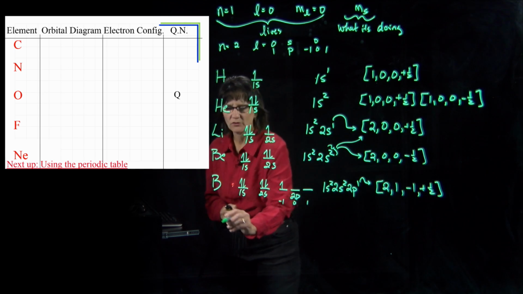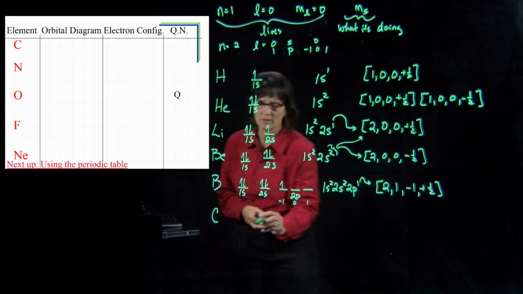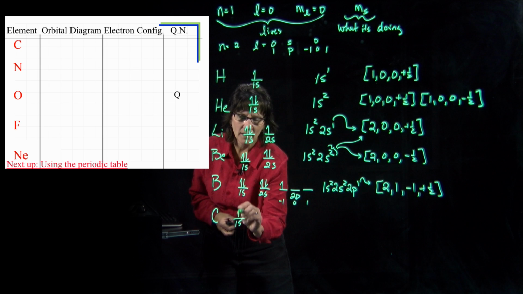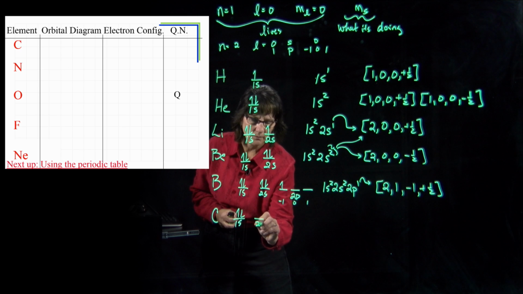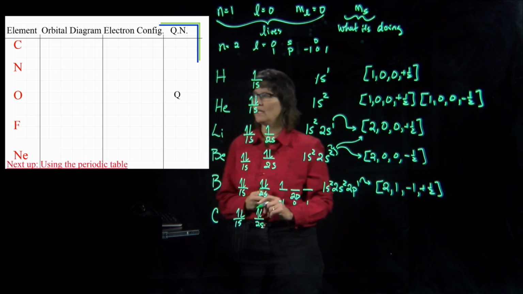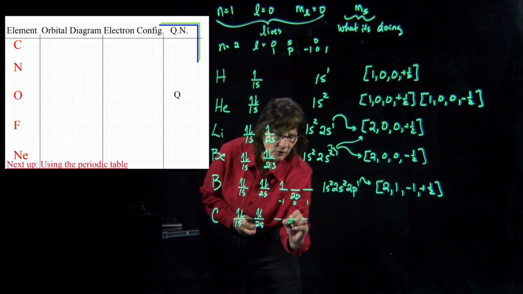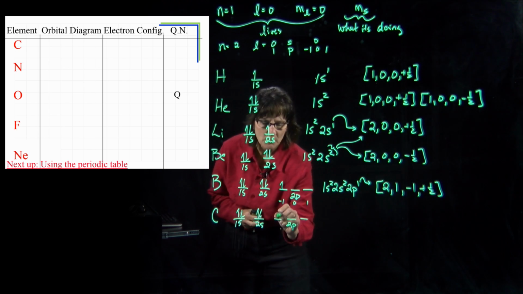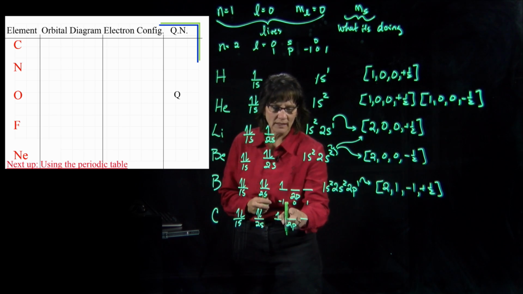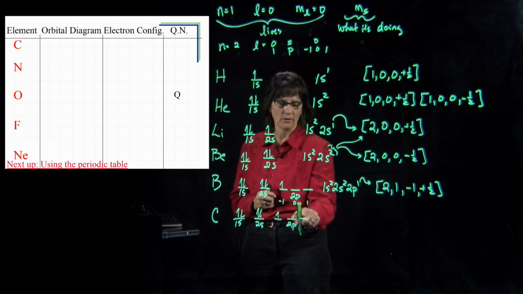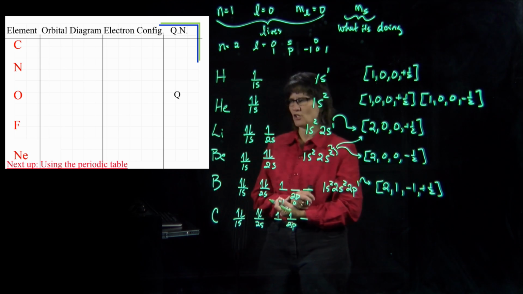So let's do carbon next. Carbon has 6 electrons. So the orbital diagram is 1s2. We put 2 electrons in the 1s. We put 2 electrons in the 2s. We draw the 3 orbitals in the 2p subshell, and we put the 5th one here, up spin, and the 6th one can either go here or here. It doesn't matter. Either one, as long as it has to spin in the same direction.